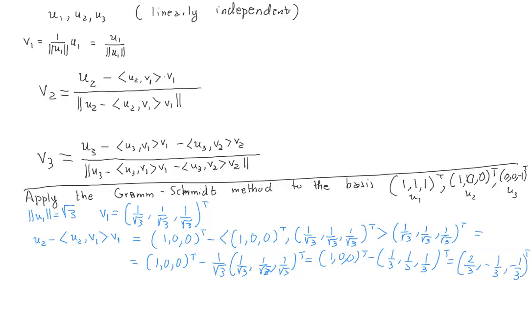And what do I need to do? I need to normalize this vector. This is where the remark that I gave you kicks in, because instead of having that annoying 1 third, I can get rid of 1 third from everywhere. So V2 is the normalization of (2, -1, -1). And that's easy to find because the norm of this vector is square root of 6. So it's going to be 2 over square root of 6, -1 over square root of 6, -1 over square root of 6. So that's the second vector.